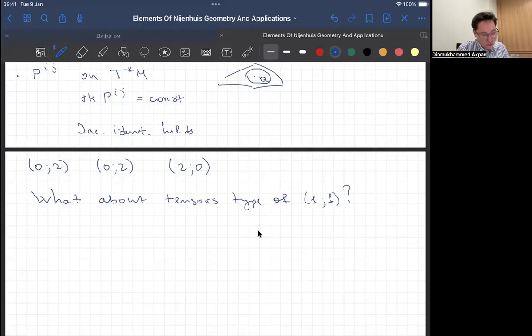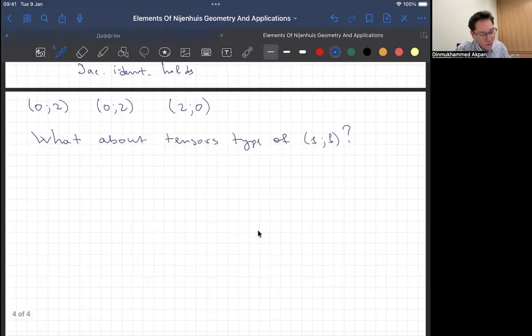Tensors of type (1,1), let me remind you, are operator fields. It's not bilinear forms, it's operators. Let us have an operator field, a tensor of type (1,1). We can bring it to the constant form if and only if there exist local coordinates u1, ..., un in which the components L^i_j are constant. If and only if there are three conditions.